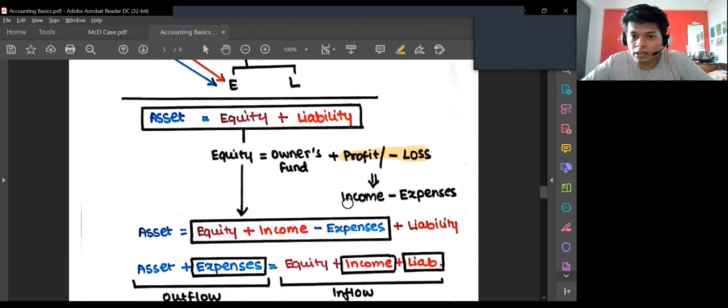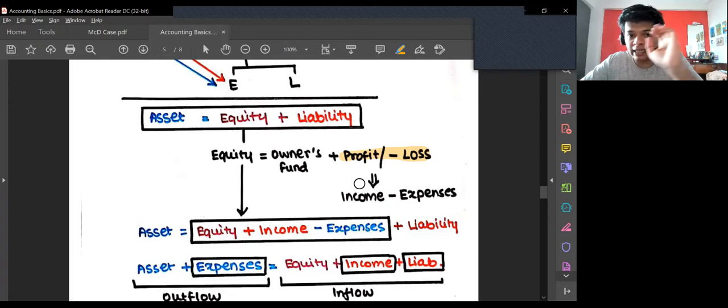If my income is more than my expense, I'll get profit, right? So if I try to modify this equation a little bit, I can write that any income will increase my equity side. So if I'm thinking of the right hand side, if I have any income, that income will increase my equity. So income I'm writing in red because it will increase my equity. And then any expense will reduce my equity, because if I have any expense, it will ultimately increase my losses. So any expense will reduce my equity. I hope this part is clear.